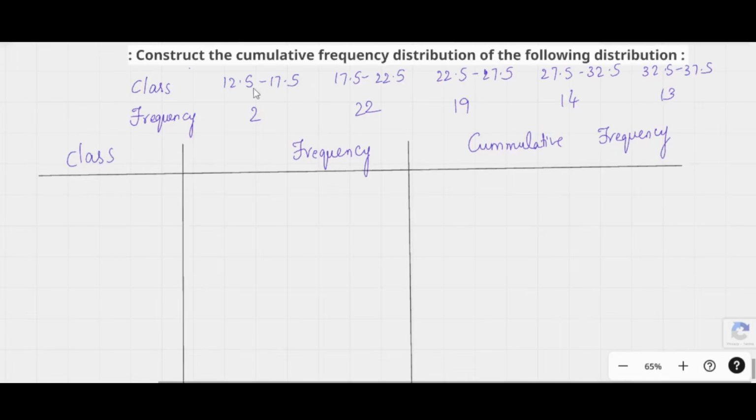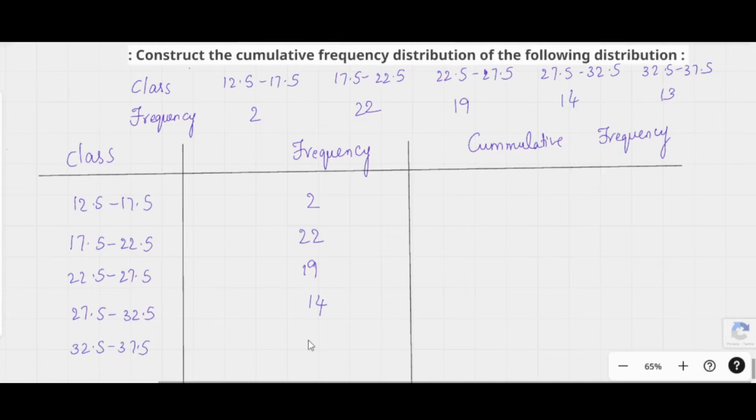Here they have given us the class interval and frequency, and they are asking us to find the cumulative frequency distribution. The class interval is 12.5 to 17.5, and the frequency is 2. For the class interval 17.5 to 22.5, the frequency is 22. For 22.5 to 27.5, the frequency is 19. For 27.5 to 32.5, the frequency is 14. And for 32.5 to 37.5, the frequency is 13.